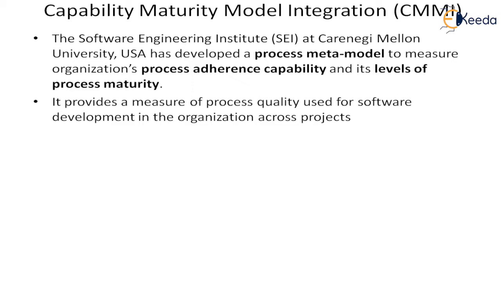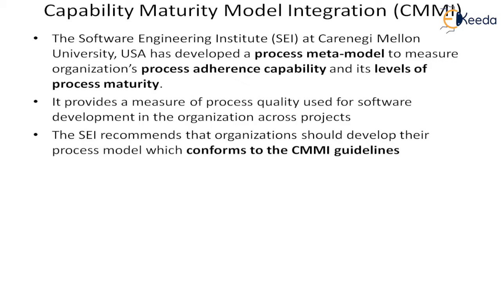So if we say that CMMI for a particular level is satisfied, what it means is that all the projects of that particular organization are satisfying that level, so the quality of their process is at that particular level. So what does SEI recommend? It recommends that the organization develop their own process model, and the process model that they develop should conform to the CMM guidelines, so that when they are being assessed, they can know at what level they are performing their processes.